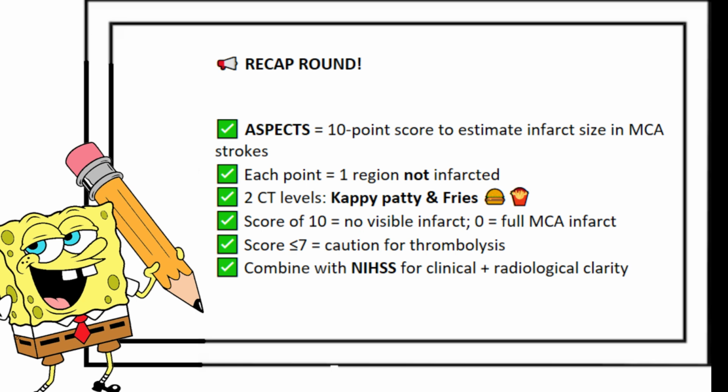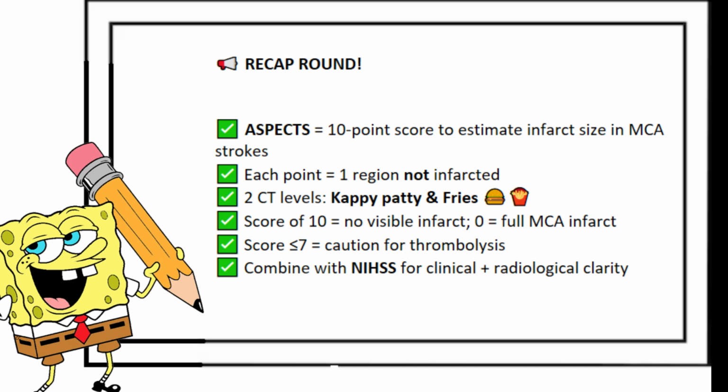A score of 0 is the minimum score you can ever get, and that tells you there's a full MCA infarct. A score of less than or equal to 7 indicates caution for thrombolysis, and it also tells us that these patients may have an increased risk of dependence and death. Combine the NIHSS for clinical plus radiological clarity. When you see a stroke, think CT blackout, and aspect is your outage map.